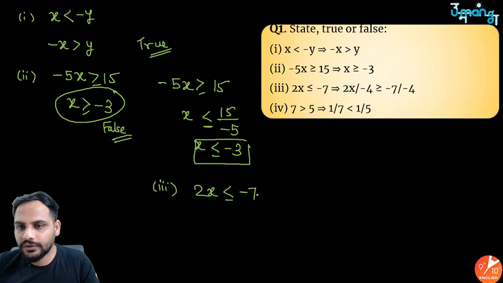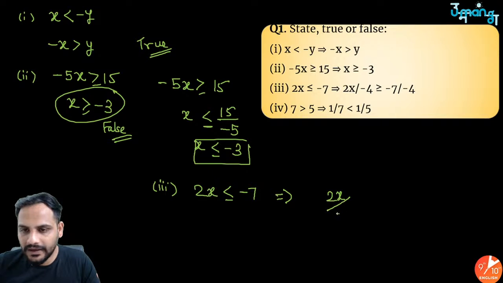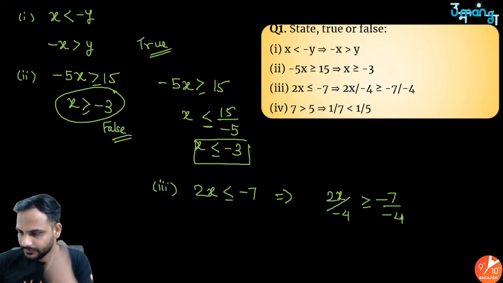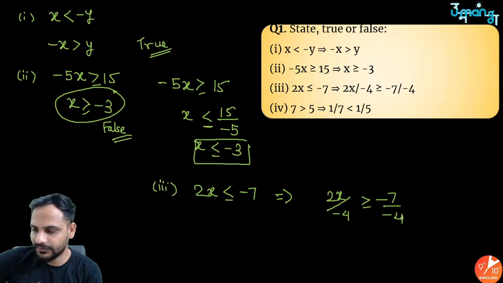2x is less than or equal to minus 7. Then what is 2x by minus 4, and here minus 7 by minus 4? What do you think about this one? 2x is less than or equal to minus 7. So I am dividing by minus 4 on both the sides, and I have changed the sign. Is it correct? Yes or no? Tell me quickly.